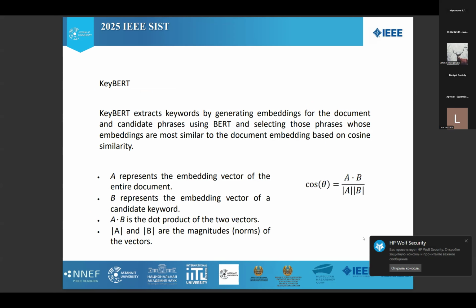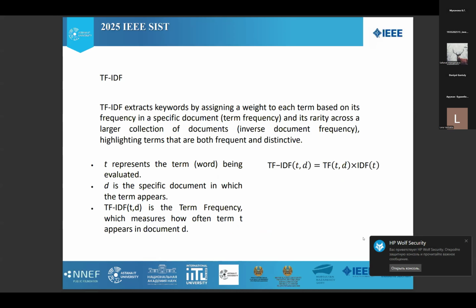The first one was KeyBERT. It works with semantic analysis and is based on the BERT language model. Cosine similarity plays the key role here. It compares what kind of value can be relevant in terms of context. It uses the embedding vectors, their product, and also the division by the absolute values.